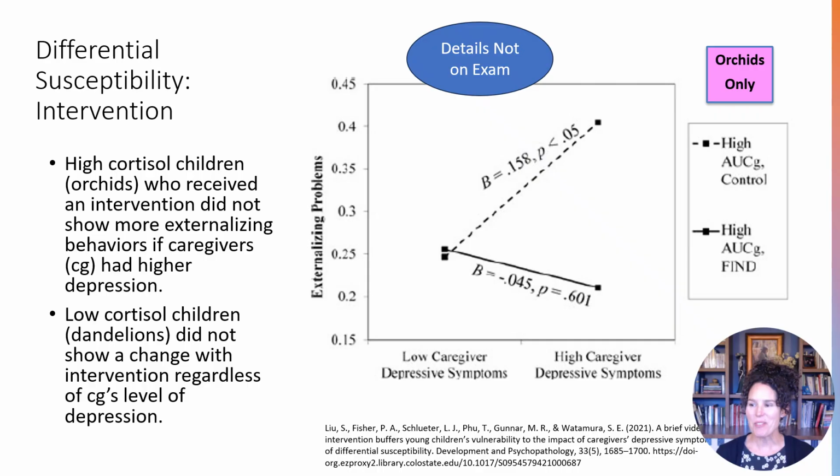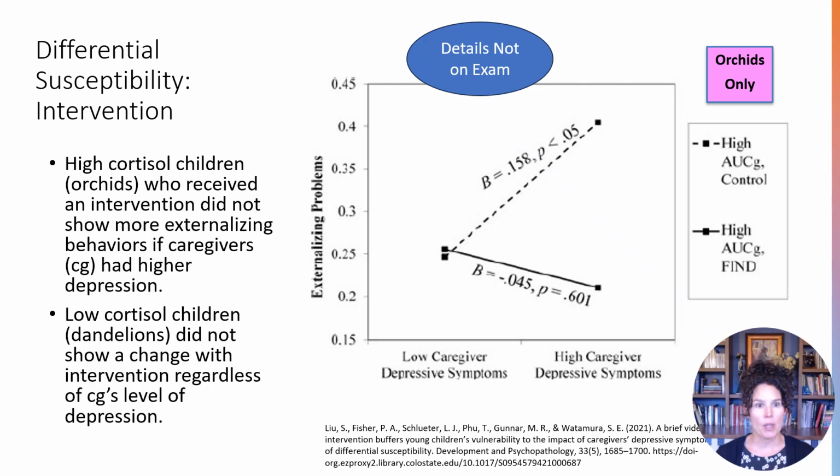So this is continuing with the same study. It was part 2, and they did an intervention. So I want to just talk briefly about what the dandelion orchid hypothesis suggests about who responds well to intervention. So this was the same cortisol study, dividing kids into being high cortisol kids, the orchids, or low cortisol kids, the dandelions.